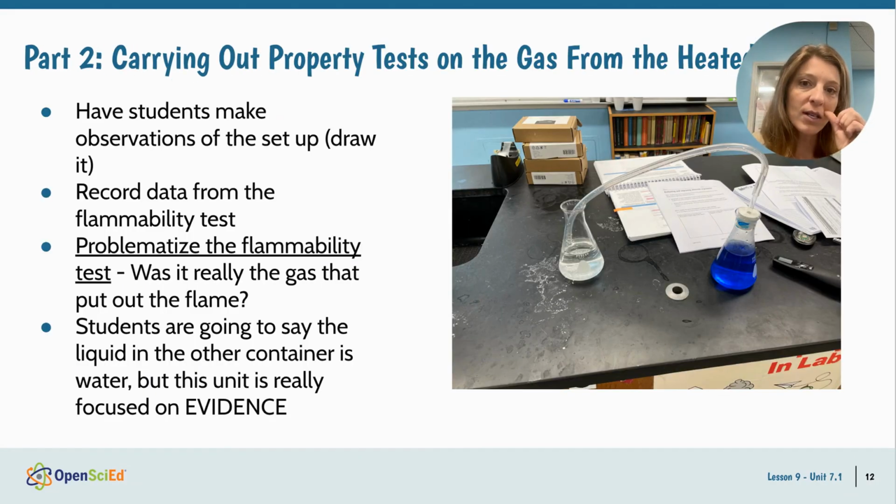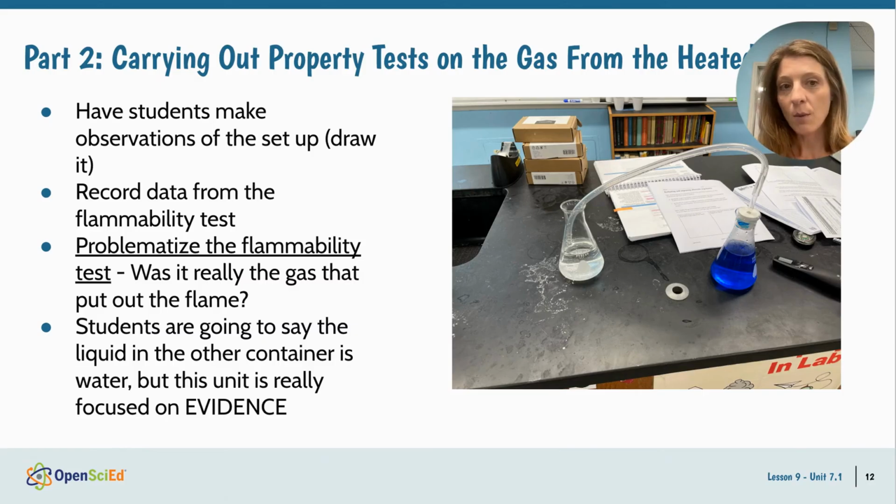A second key moment is still on day 1. This is in part 2, where we carry out the property tests on the gas from the heated water. I always start by having my students make observations of the setup. I have them draw it. And I find that this is really important because they're going to use those observations later on at the end of this lesson. I also have them record data from the flammability test.